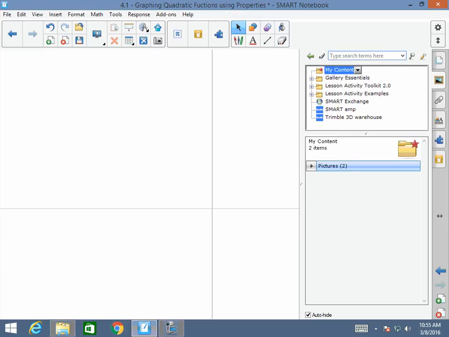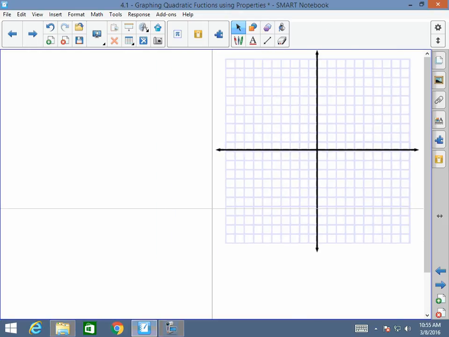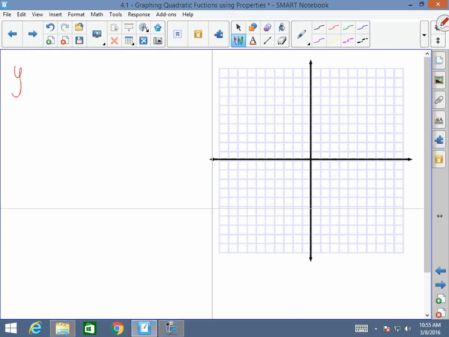Let's graph this one then, y'all. Let me get my graph paper here. Y equals 2x squared minus 6x plus 5. I want you to graph this. Step 1, I need my axis of symmetry. My axis of symmetry is x equals negative b over 2a. So x equals 3 halves.